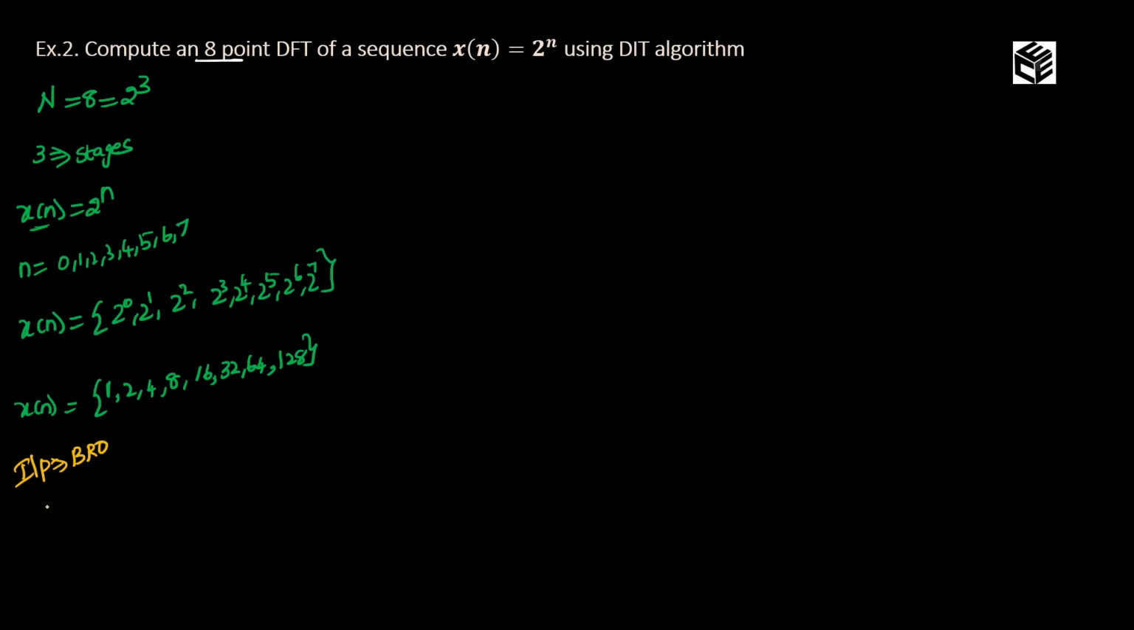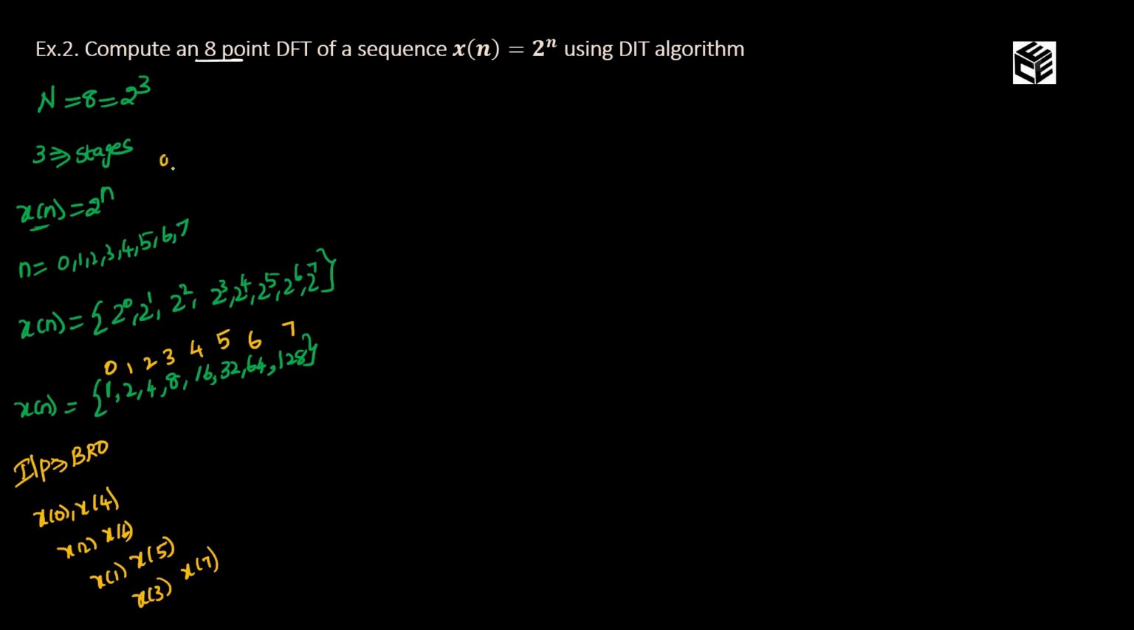Okay. And also we know that the input of DIT is in bit reversed order. For an 8-point sequence, what will be the bit reversed order? X of 0, X of 4, X of 2, X of 6, X of 1, X of 5, X of 3 and X of 7. Right. So this is my 0, 1, 2, 3, 4, 5, 6 and 7. Understood?